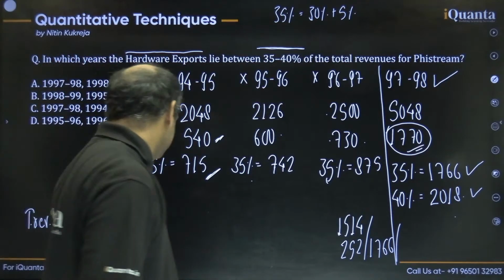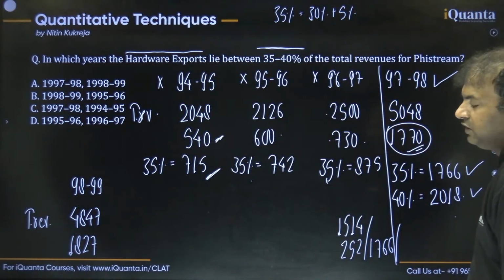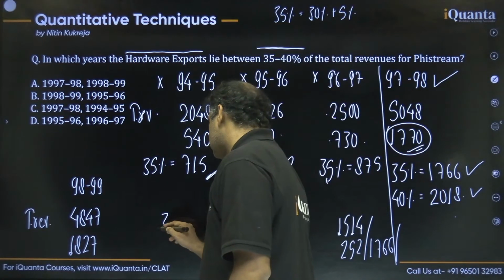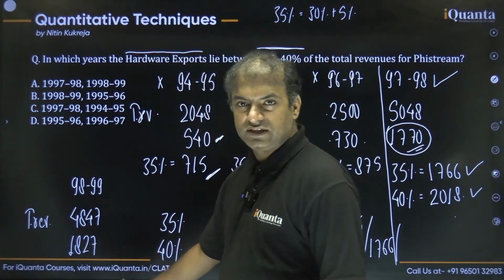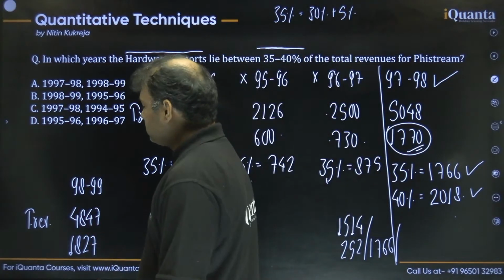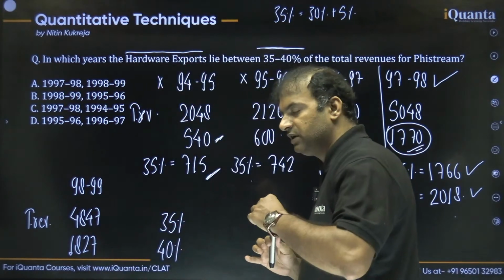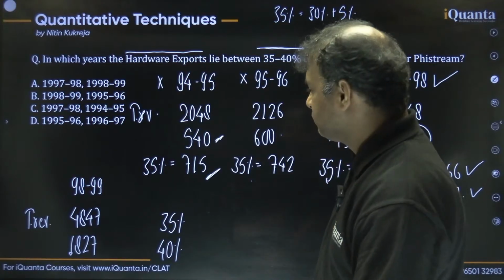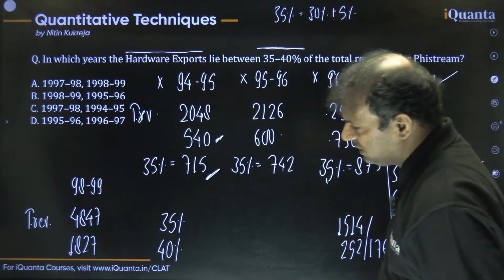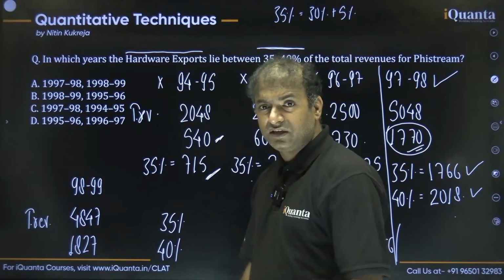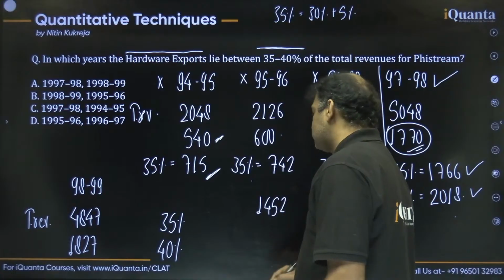All right. Last year, guys, 98-99, the total revenue is 4847 and the hardware export revenue is 1827. Again, let's see the revenues of 35% and 40% one by one. So 35% will do the same, 30% plus 5%. 30% is what? Thrice of 10%, means 484 into 3. That should be how much? Approximately, guys, let's see, 484 into 3, right? So you can say 500 minus 16. That means 1500 minus 48, right? So 1452. 1452 is 30%.